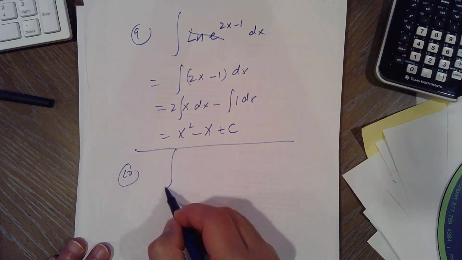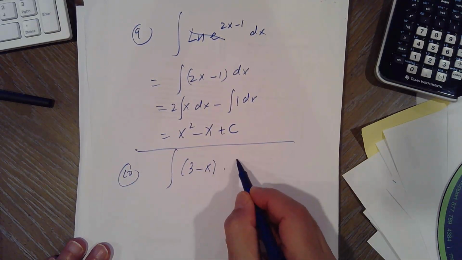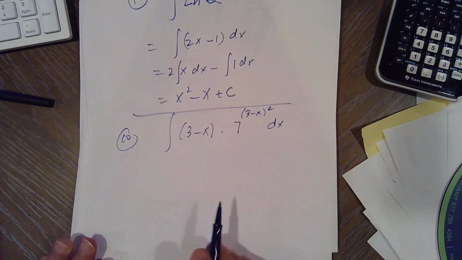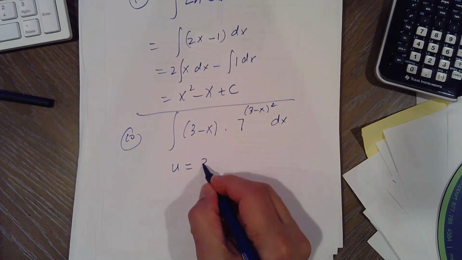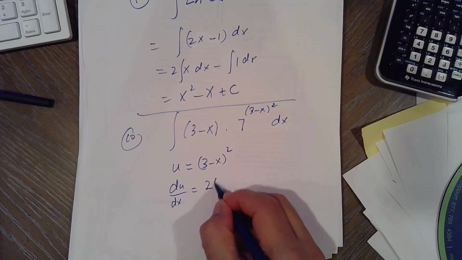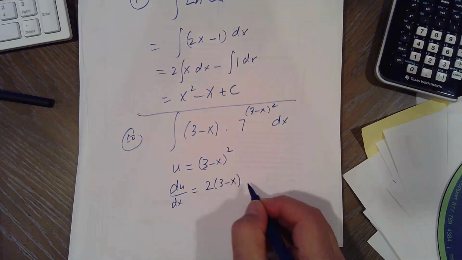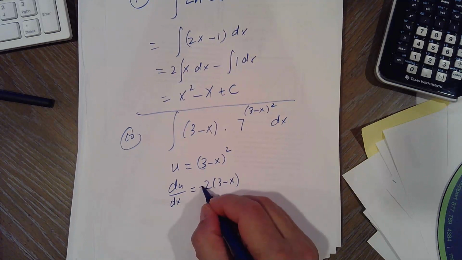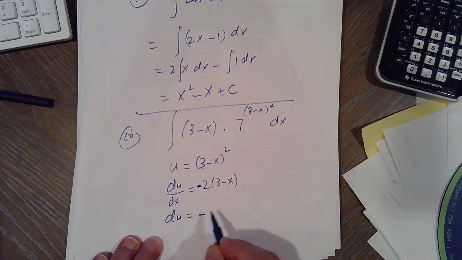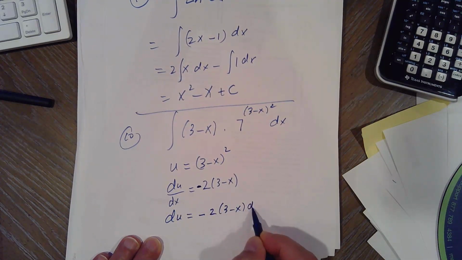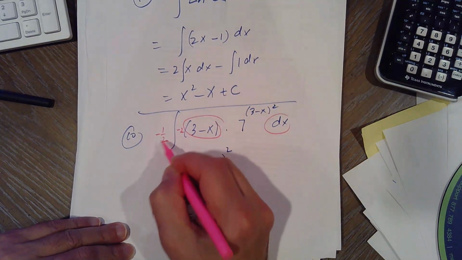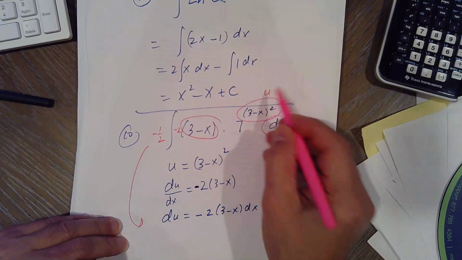Number 10, integral of (3 minus x) times 7 to the (3 minus x) squared dx. So if we let u equal the more complicated expression, du/dx is 2 times (3 minus x) to the first power times the derivative of 3 minus x, which is negative 1. So du would be negative 2 (3 minus x) dx. We have (3 minus x) dx, we're missing a negative 2, so multiply by negative 1/2, and this is u.